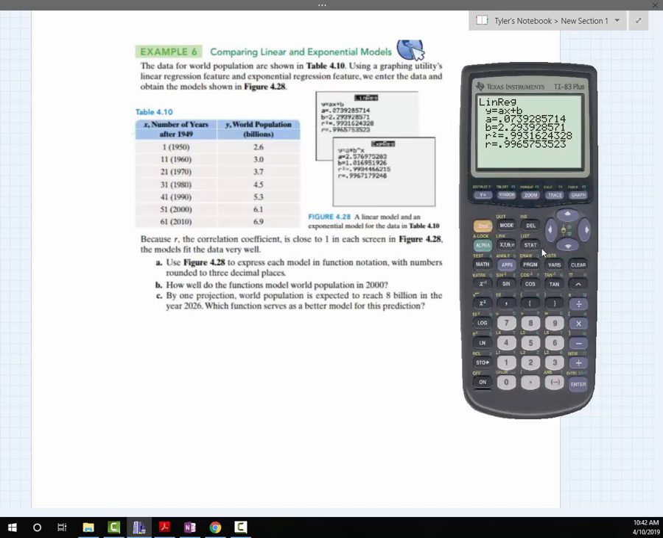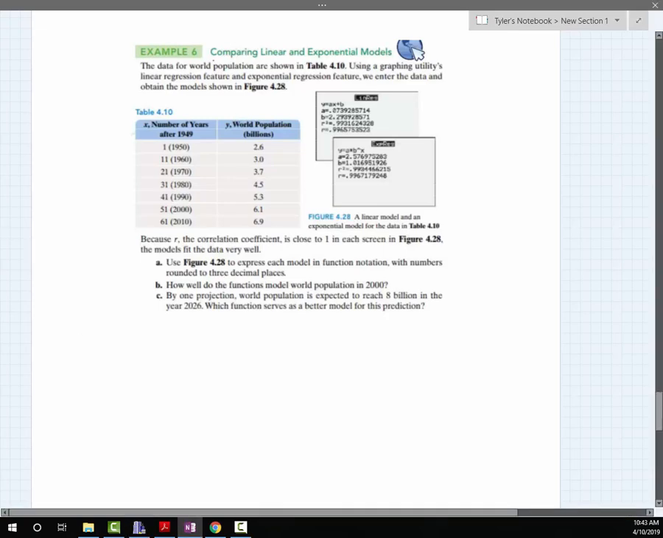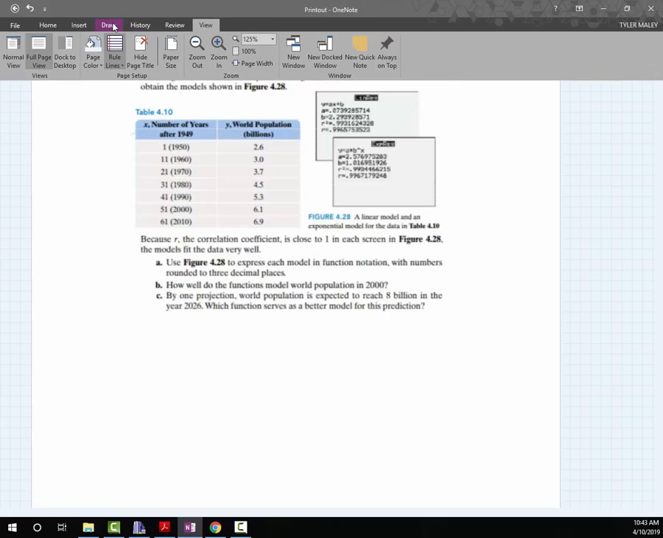And then to get the other one, you go to stat, calculate, and then we have to go down to ExpReg, so option 0, and then that will generate that screenshot. So then we filled in these equations. So let me write this down just in case you missed this.